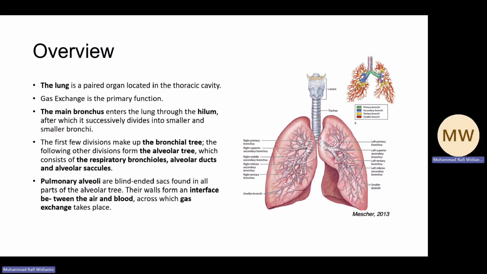But the main thing is that the lungs are split into two main bronchus that enters through the hilum. And then after a few more divisions, it becomes the bronchial tree. And then after a few more divisions, it becomes the alveolar tree. After that, the alveolar tree, sorry, will contain the respiratory bronchioles, the alveolar ducts, and the alveolar sacs. And then we also have the pulmonary alveoli, which contains the blood-air barrier where gas exchange takes place. We'll talk about that in the future slides.